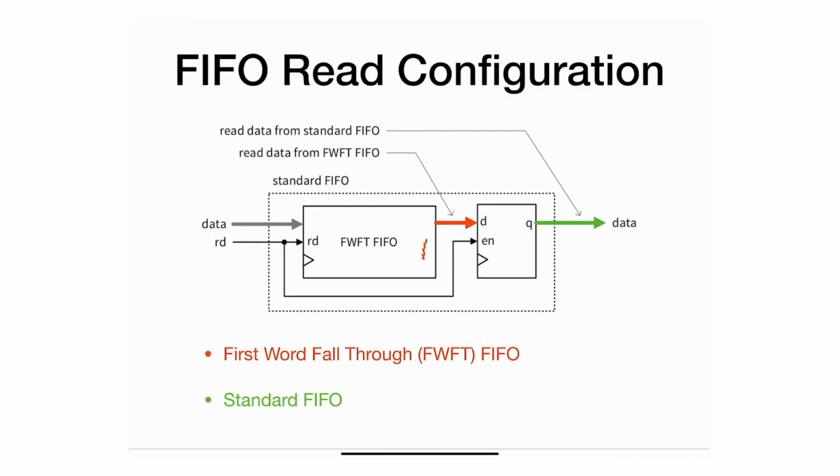And as is obvious from this figure, it is pretty simple to construct a standard FIFO from the first word fall through FIFO. All we have to do is take the first word fall through FIFO, connect the register to its output, and connect the read to the enable. And of course, we connect it to the FIFO buffer itself, and we can construct the general standard FIFO that you see in here.